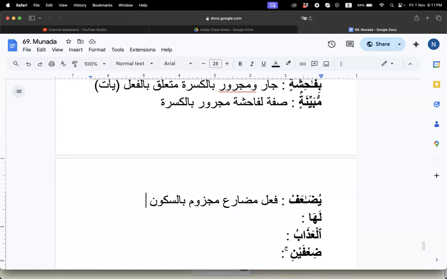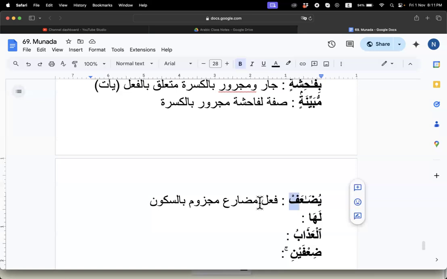Other than majzum, this is also jawabu syarat. I mean in the word itself. You see, jazim, yudha'afa. Yudha'afa is jazim because it has been affected, right? Okay, yudha'afa. Yes, it is majzum because it is the jawabu syarat. Yes, you're right.